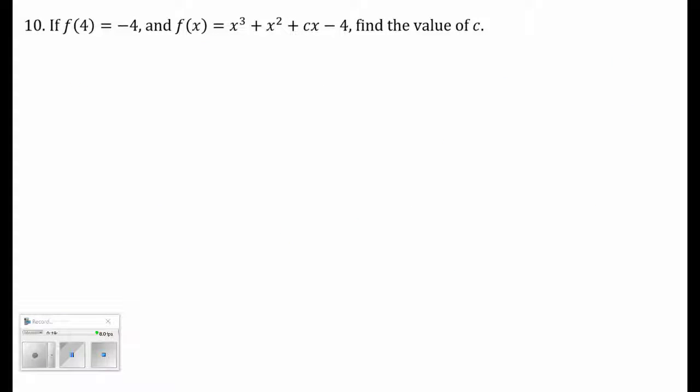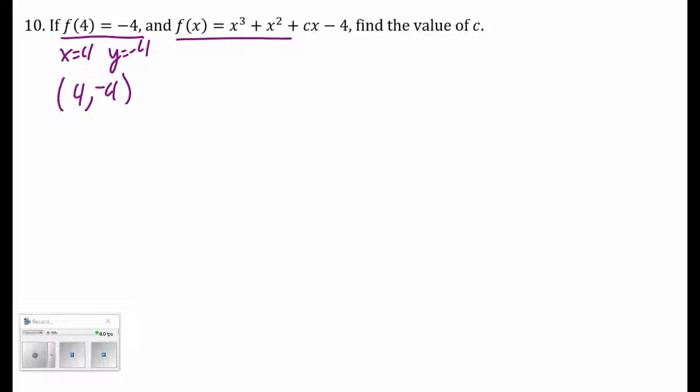Number 10, if f of 4 equals negative 4. I'm going to stop right there. This is function notation. F of 4 means when x equals 4, my y is negative 4. So this function passes through the point 4, negative 4. When I plug in a 4, I get out a negative 4.